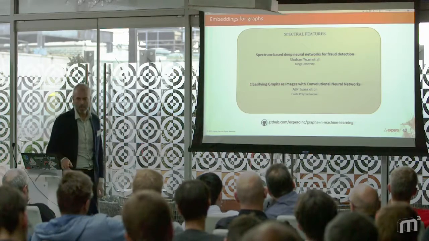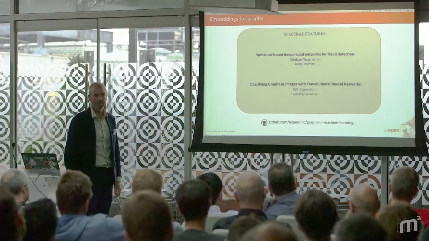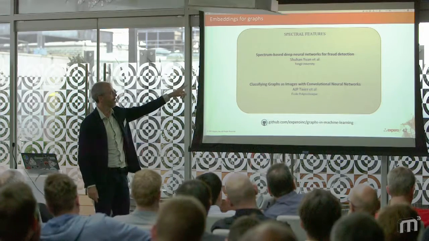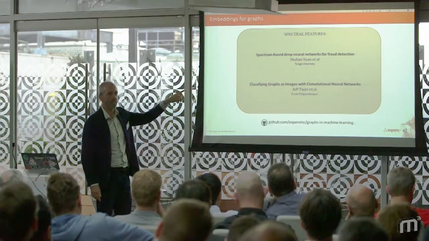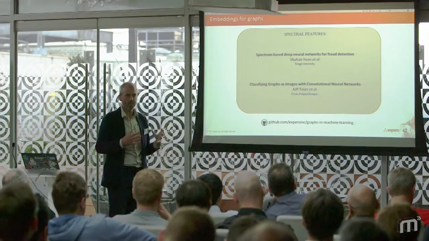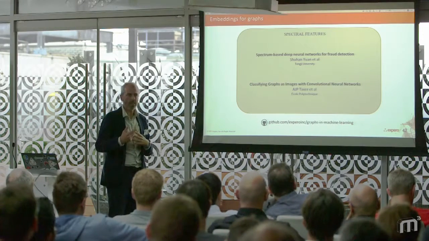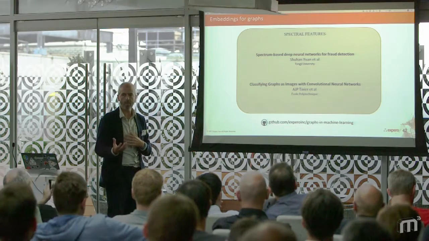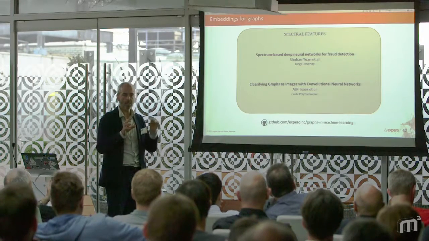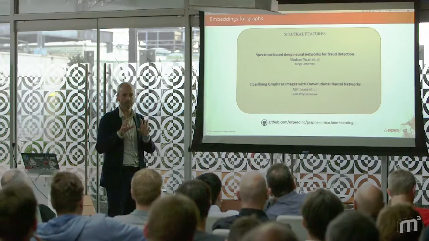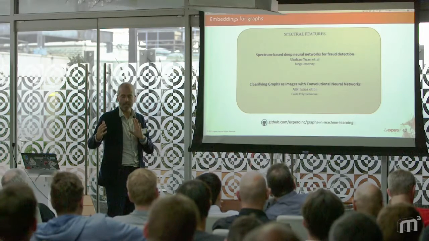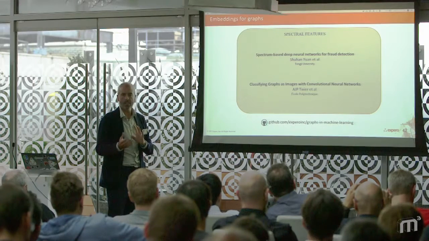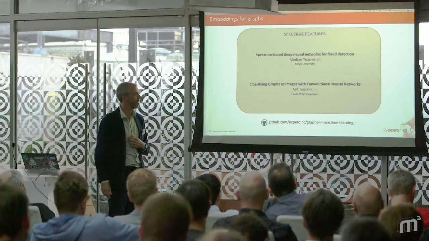So a couple of papers to follow on that further is that these two sets of researchers did exactly that. The spectrum-based neural networks for fraud detection. They took in graphs, they took subgraphs, and they went through the spectral theory to compute graph spectrum. And then they started taking node information and projecting it into the spectral space to build up these feature vectors that completely represented the graph, and used that in fraud classification.